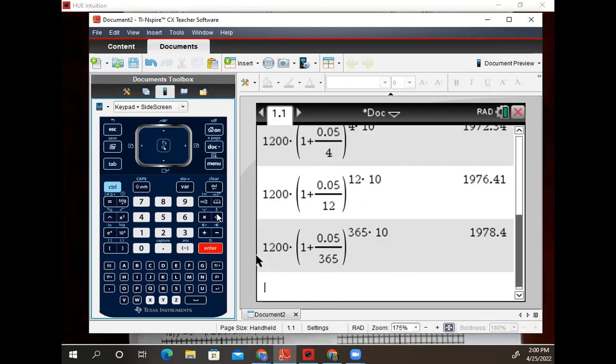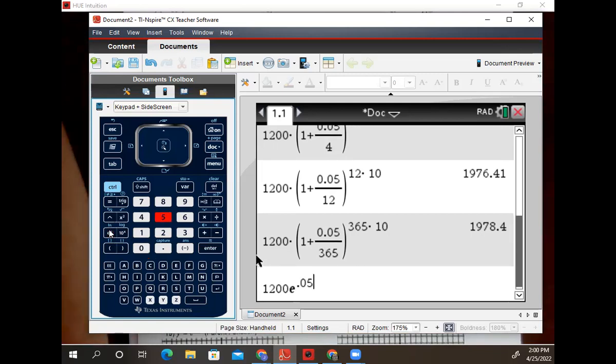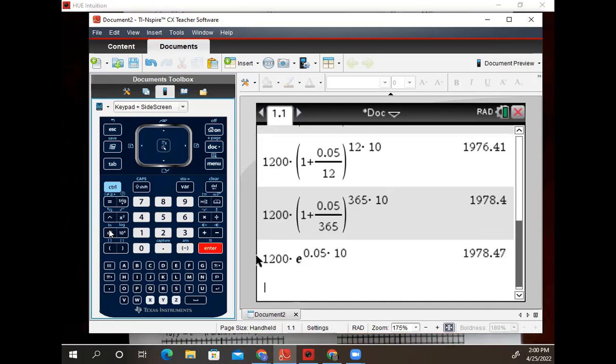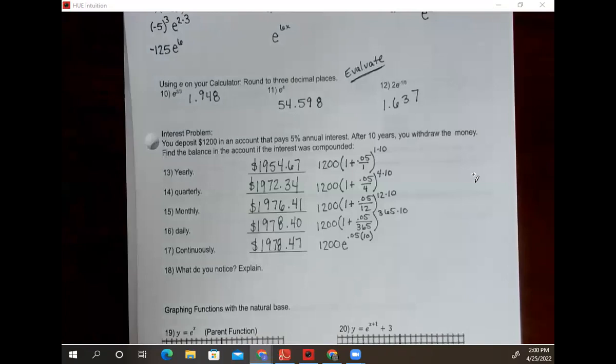And then finally, for compounding continuously, this time I'm not going to copy because it's a different formula. So 1,200 and then e to the 0.05 times 10. So we get $1,978.47 this time. Okay. So I recorded all of those values as I got them from my calculator.